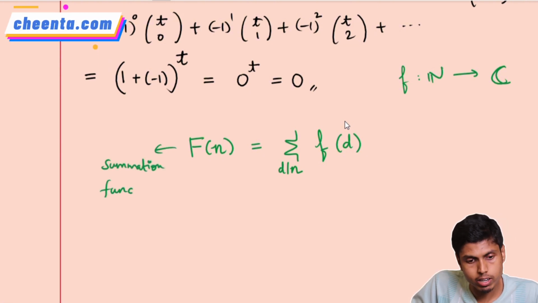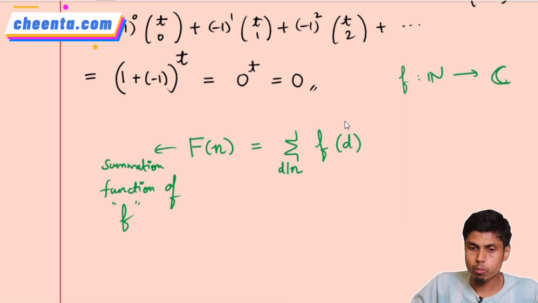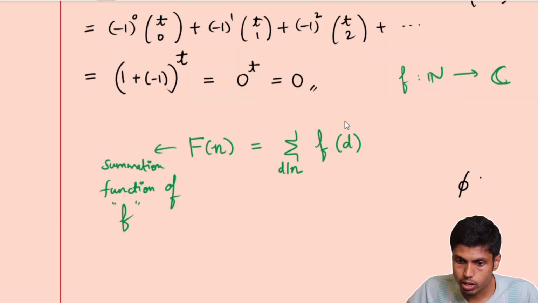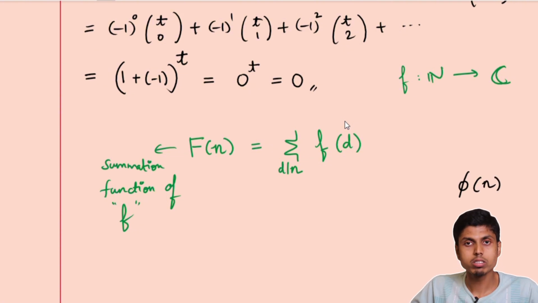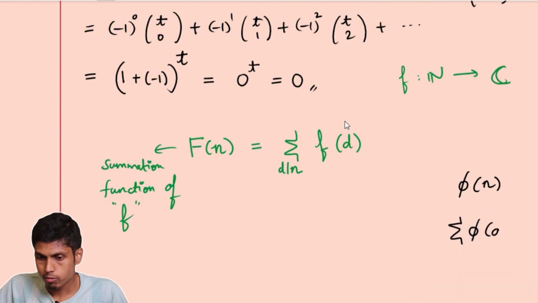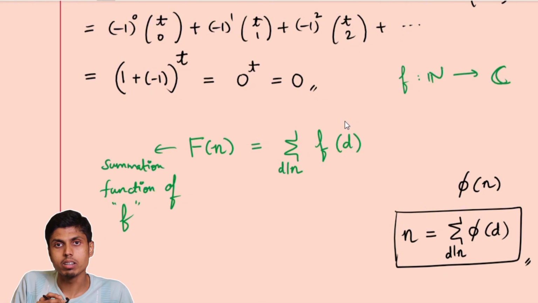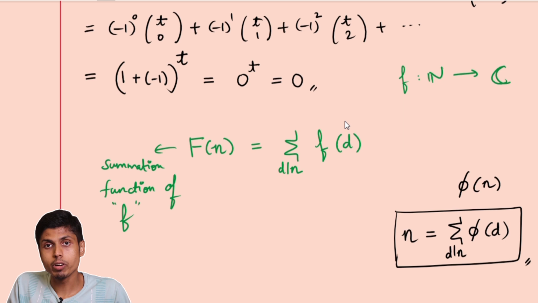Summation function of f. So if you are aware of the summation function of phi of n, that is Euler's totient function, the sum of phi of d over d dividing n is just n. So they are quite interesting. By the way, Euler's totient function is the count of numbers that are coprime to a particular number and less than or equal to it.